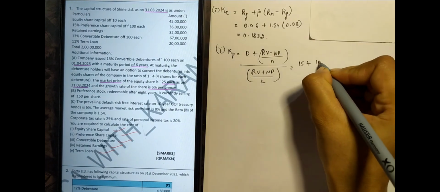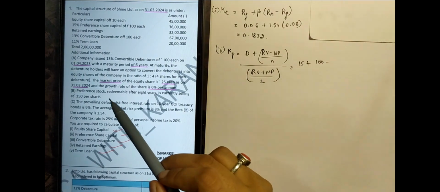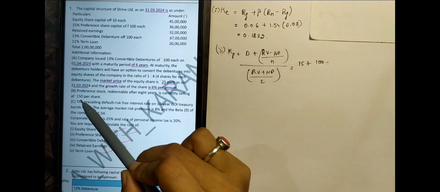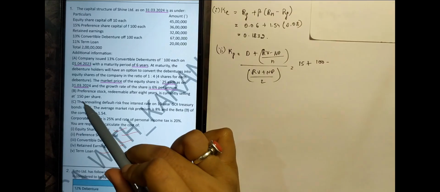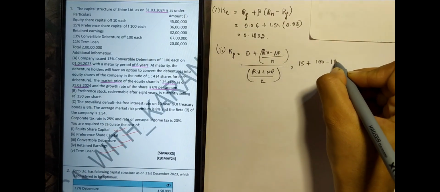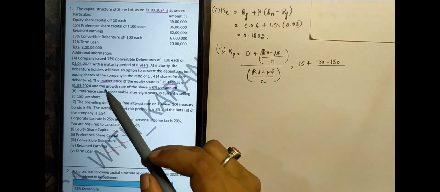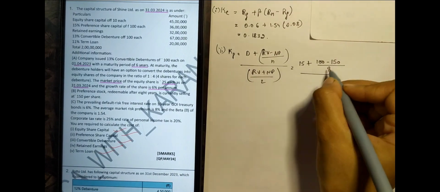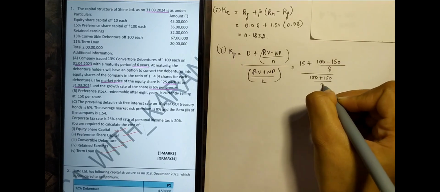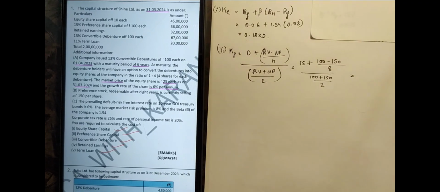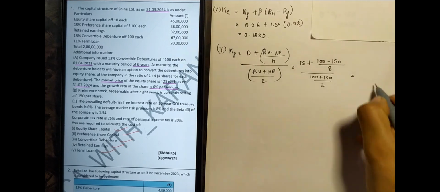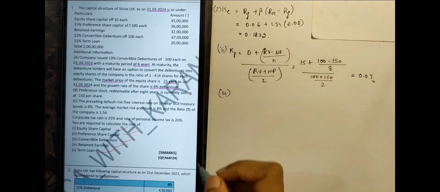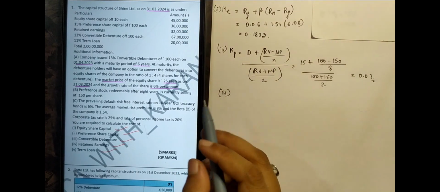They have given nothing, so we're going to take redemption value as 100 minus net proceeds. They are selling the preference shares now at rupees 150 per share, so the net proceeds is 150, upon n, redeemable after 8 years, so 8, all divided by again 100 plus 150 upon 2. So this comes out to be 0.07.